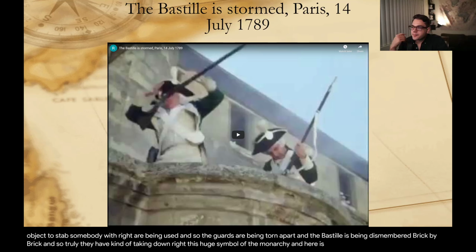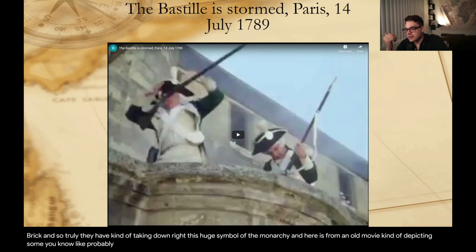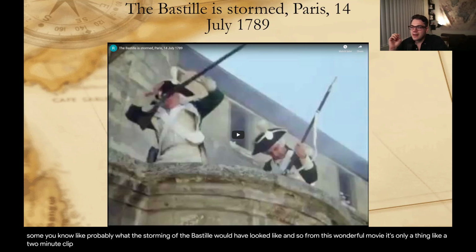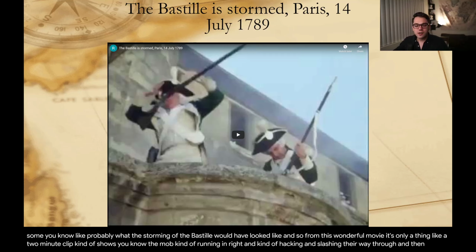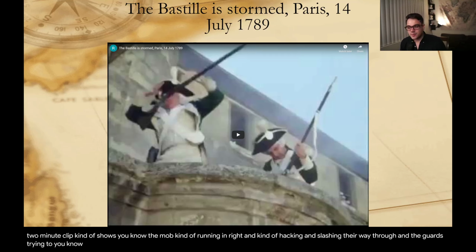And here is from an old movie, depicting probably what the storming of the Bastille would have looked like. From this wonderful movie, it's only, I think, like a 2-minute clip, it shows the mob running in, right, and hacking and slashing their way through, and the guards desperately trying to defend, but you can only do so much against crazy odds against yourself.